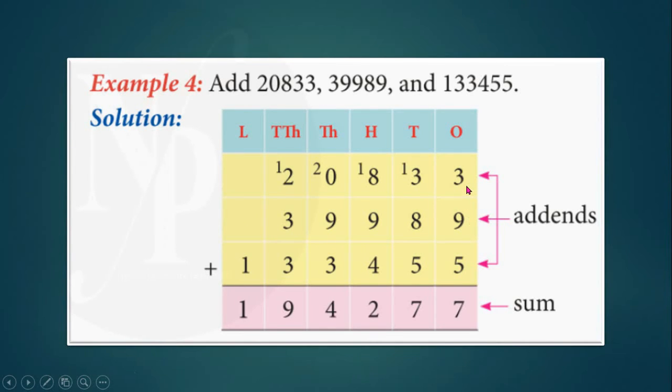So as we did earlier, first we need to add the digits at ones place, that is 3 plus 9 is 12, 12 plus 5 is 17, so 7 ones are written here and 1 ten is carried forward to the tens place and we will add these digits now.